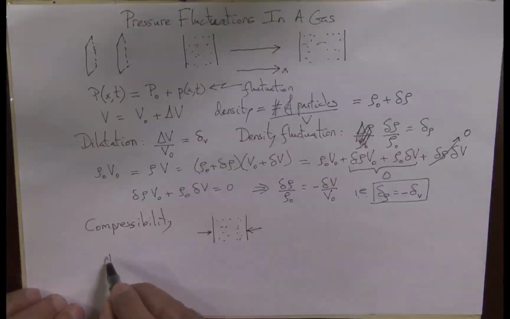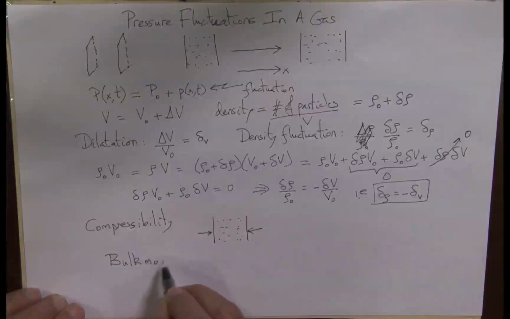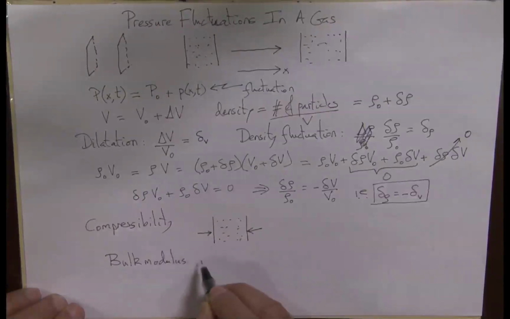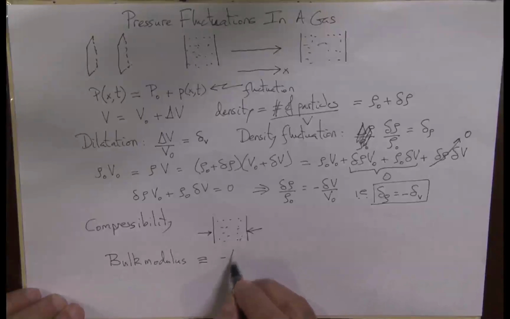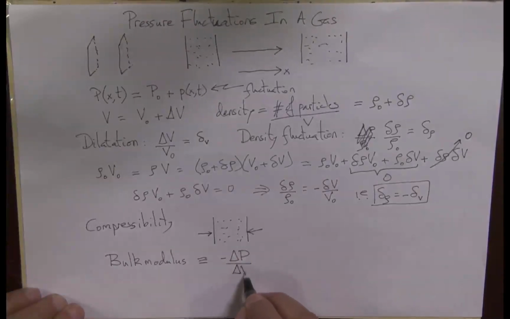We define what is called the bulk modulus as follows. It is defined as minus the difference of pressures that you must apply divided by the fractional change of volume. So delta V over V. What this means is that you must apply a pressure. Look at it this way.